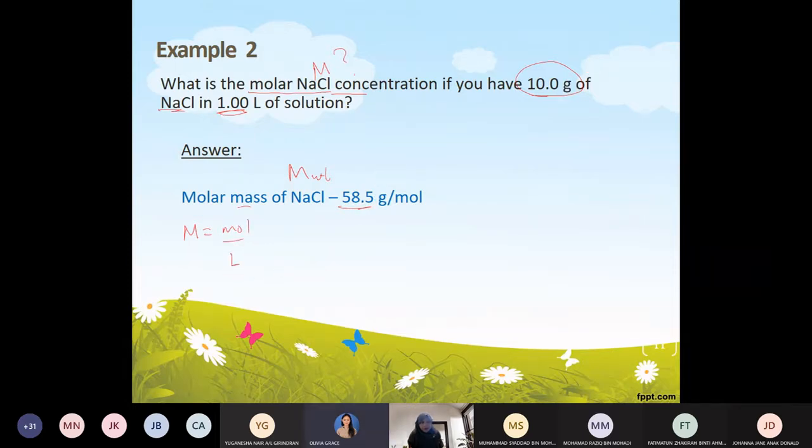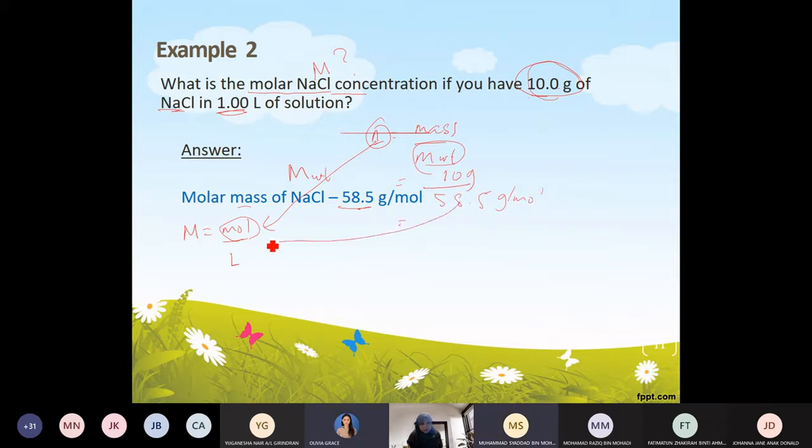Apa maklumat yang diberi dalam soalan? What are the information given in the question? The mass. Mass is given. Now, how you want to convert this mass so that you get mole? Remember the other formula that I asked you to memorize? N, which is mass over molar mass, kan? N is representing number of mole. Kita nak ni supaya dapat masuk sini. So mass is given 10 gram, so divide with the molar mass which is 58.5 gram per mole. Dapatlah mole dia.